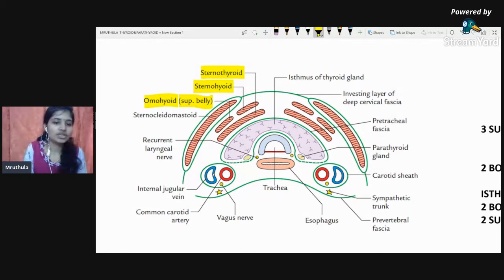We can also appreciate well the posterolateral relation, or the posterior relation. So posteriorly, what do you see? You can see the carotid sheath. So carotid sheath, what is it? It is a membrane or a layer that covers certain structures within it. What are the structures covered by the carotid sheath? The name itself implies it has the carotid artery.